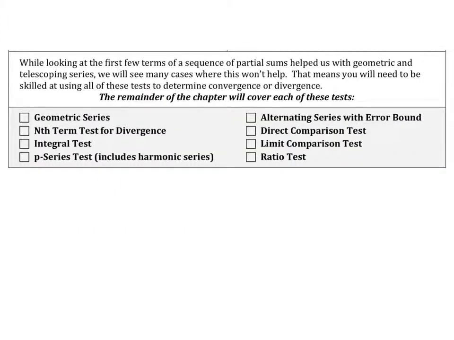So after we've looked at a few terms of a sequence of partial sums, it helped us tell whether or not we had a geometric or telescoping series. And again, we'll see in many cases where this is not going to help. So that means that we've got to be pretty good at using all the different tests to determine convergence or divergence. And for everything that we're going to do from this point forward, we are going to talk about all the remaining different tests. So we've already gotten the geometric, and we've talked about the nth term. And now we're going to talk about the integral test and a p-series, which is going to include your harmonic series.